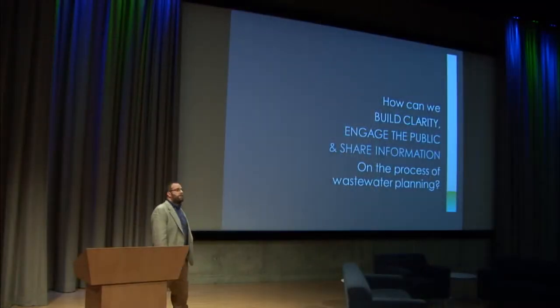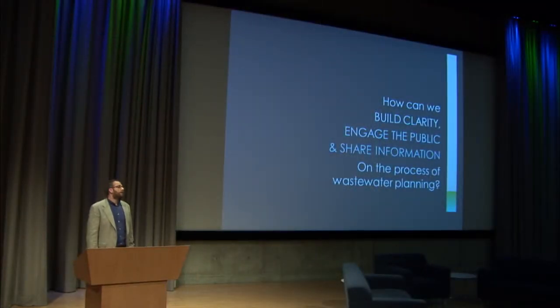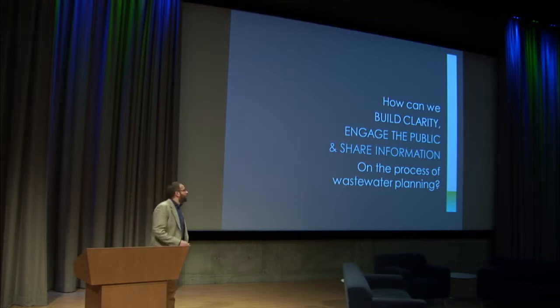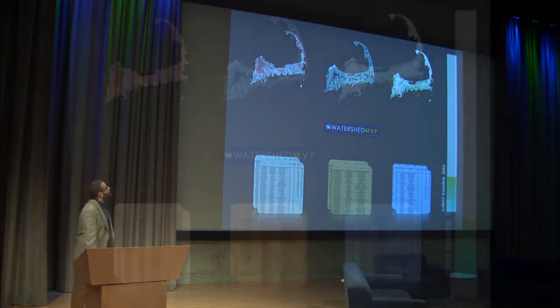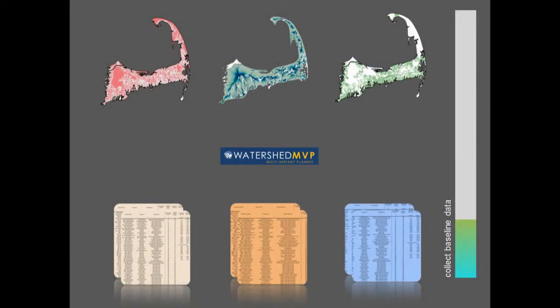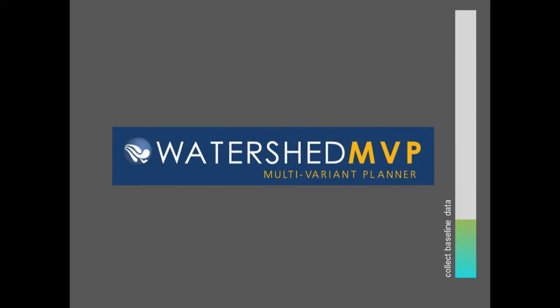So we've been tasked with updating Section 208 of the Clean Water Act for the EPA and for the Massachusetts DEP. And so we had to figure out a way to start creating some scenarios for wastewater planning. And so what we did is we tried to figure out how we could put all the data together, be able to get something to the public that we could communicate to them, and create an interface that we can share information. So this is my Ian McHarg slide of moving data, mashing it together into Watershed MVP.